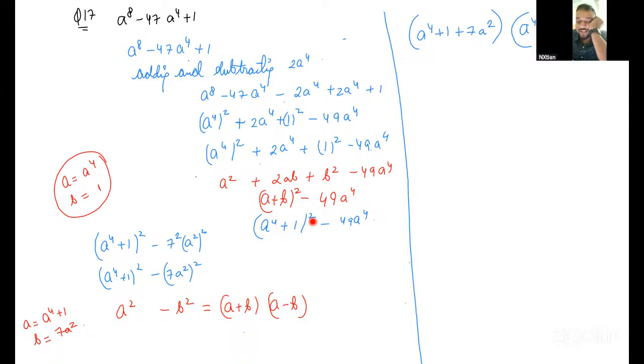Okay. So now it is again in the form of a square minus b square. Why? Because 49 contains 7 square and I split the power of 4 into 2 into 2. Did you understand, guys? I just split the power of 4 into 2 into 2. So it becomes 7a square whole square like this. Now it is the form of a square minus b square, where a is equal to a to the power 4 plus 1 and b is equal to 7a square. So I just wrote it as a plus b, a minus b, and then I solve.